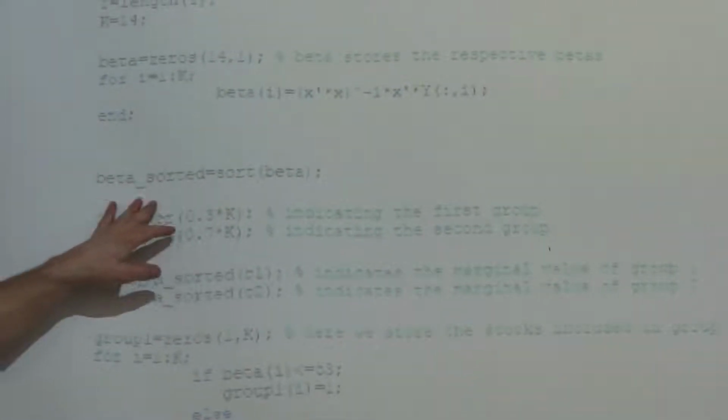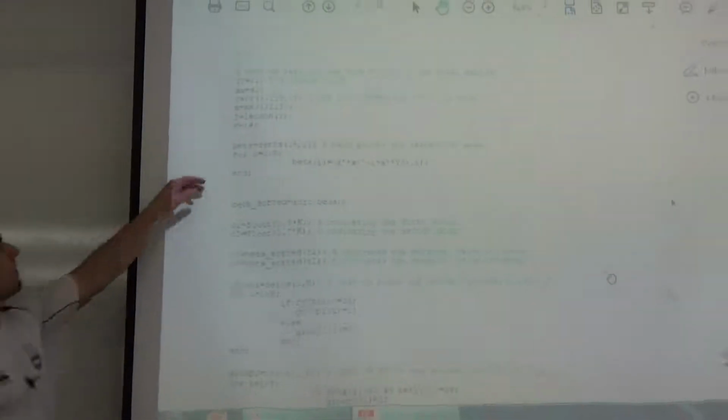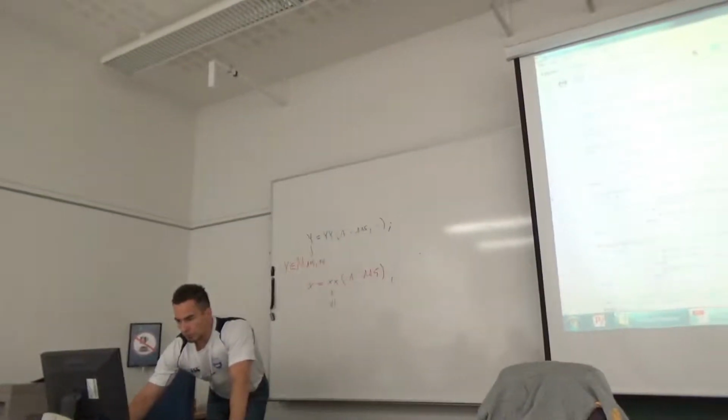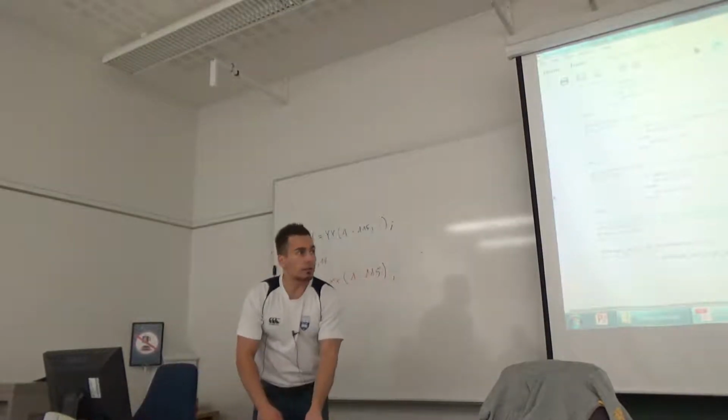Then again, beta underscore sorted. We do the same thing once again. We sort our new beta vector, which is now conditional on the first subsample. Then again, we define these 3 groups here. It's the same thing in the code as in the earlier code. I have just copied it here. So we do the same thing all over again, but with the new data, because we have overwritten the data here. We just restrict it to the first subsample now. So this is nothing new. We know that already from last lecture.